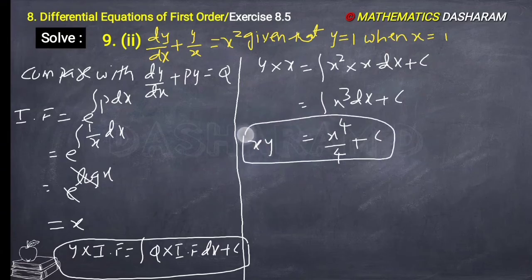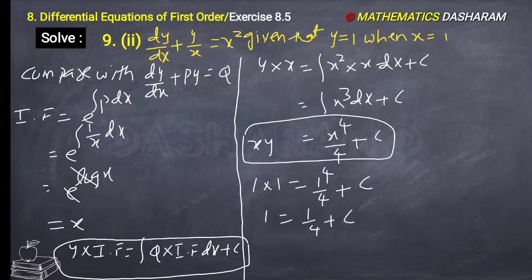In this, substitute the x and y values. So 1 into 1 equals 1 to the power of 4 by 4 plus c. So 1 equals 1 by 4 plus c. 1 minus 1 by 4 equals c. Then the c value is how much? 3 by 4 is the c value.